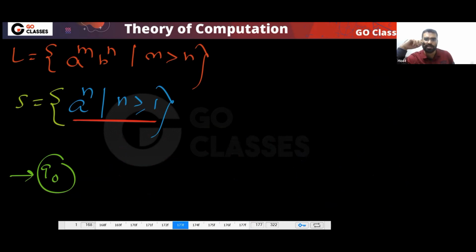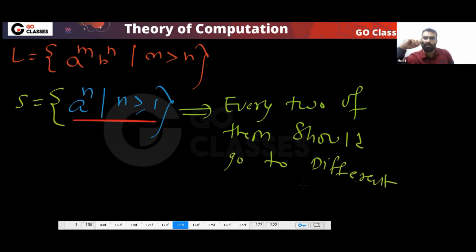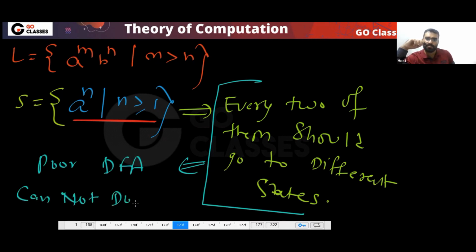So you can notice what we have seen. Every two of them should go to different states. These are your Fumfajis. How many people are there? Total infinite people. So every two of them should go to different states. And okay, poor DFA cannot do this.